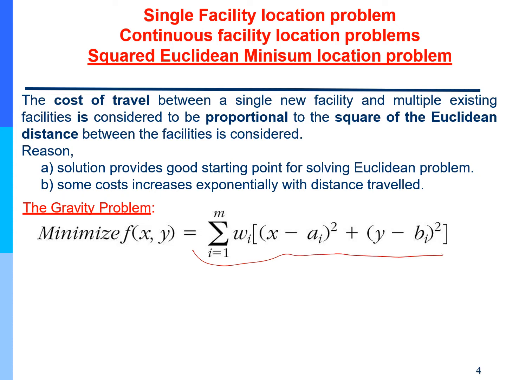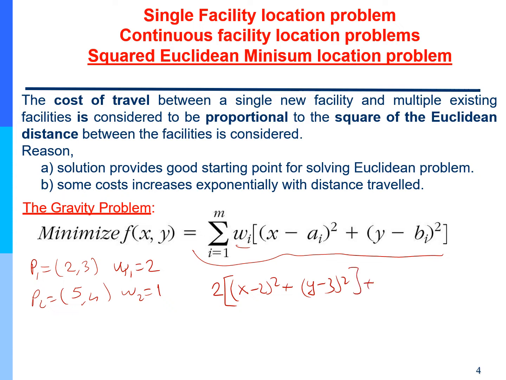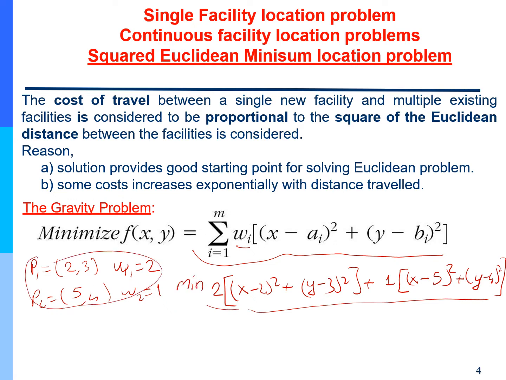Let me write it for a very small, easy example. Let's assume that P1 has coordinates of 2 and 3, with W1, the weight of this one, equal to 2, and P2 has coordinates of 5 and 4, with W2 equal to, let's say, 1. What do we do to write this objective function? It will be W1, which is 2, times (x minus 2) squared plus (y minus 3) squared, plus, for the second one, W2 equal to 1, 1 times (x minus 5) squared plus (y minus 4) squared. So this is the objective function that we want to minimize if the given or existing facilities are these.